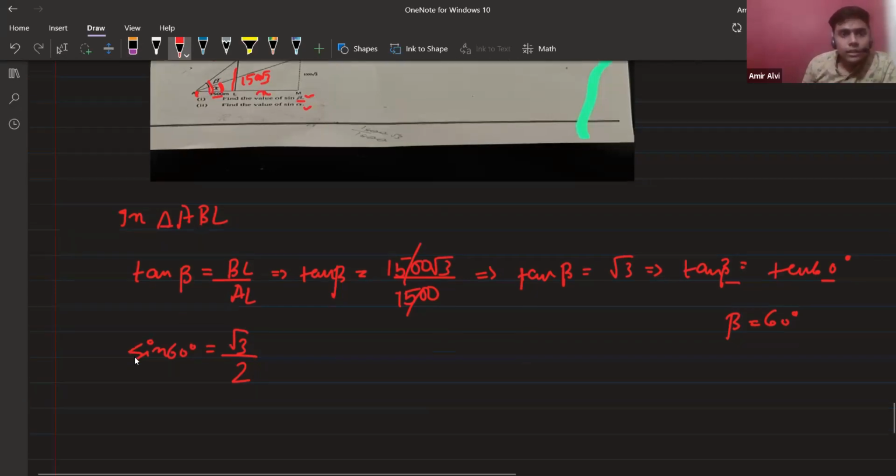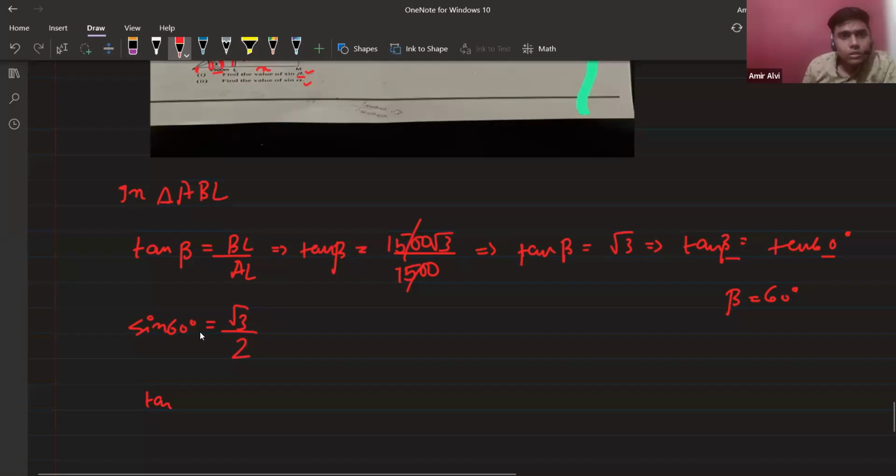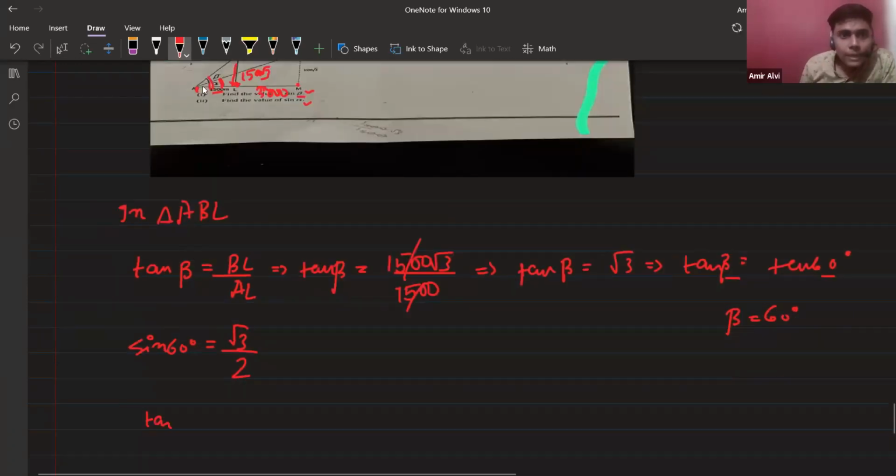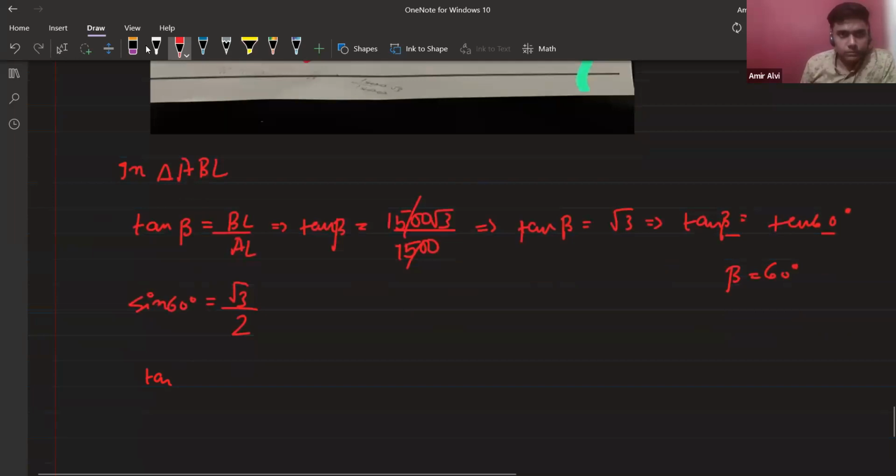Okay. So in tan alpha, I think there's one more degree situation also. Let me read the question again. Yeah. So the distance between the aeroplane points is given as 3000. You can see now 3000. This is the point. This is the point. So 3000 plus 1500, so your AM will be 4500 meter.